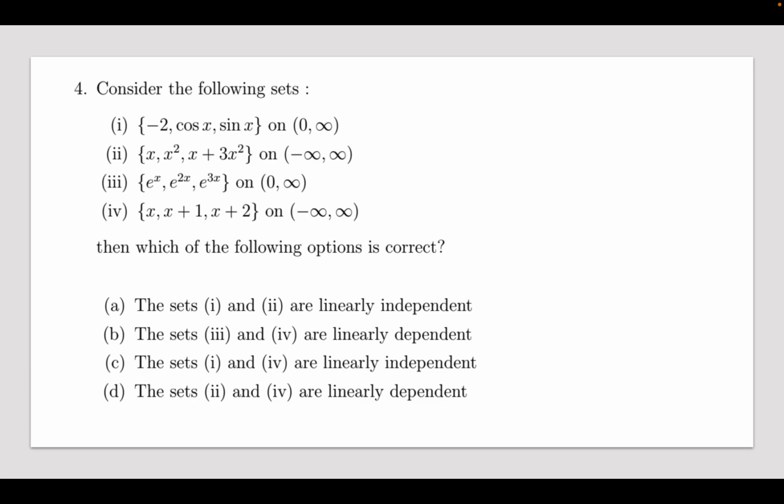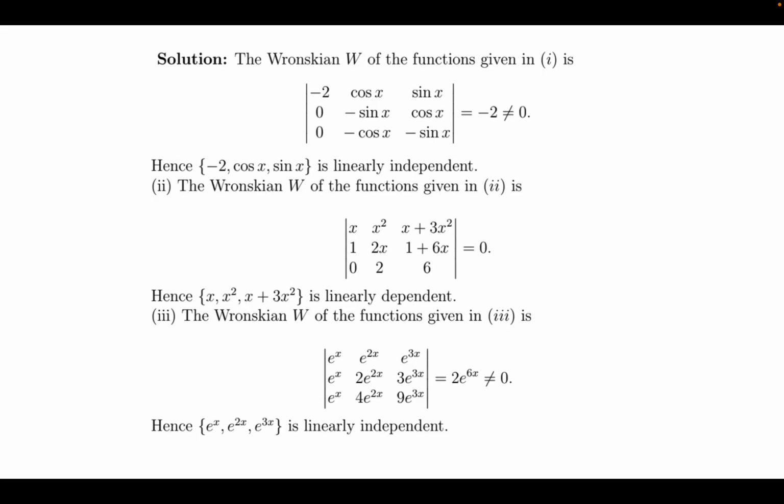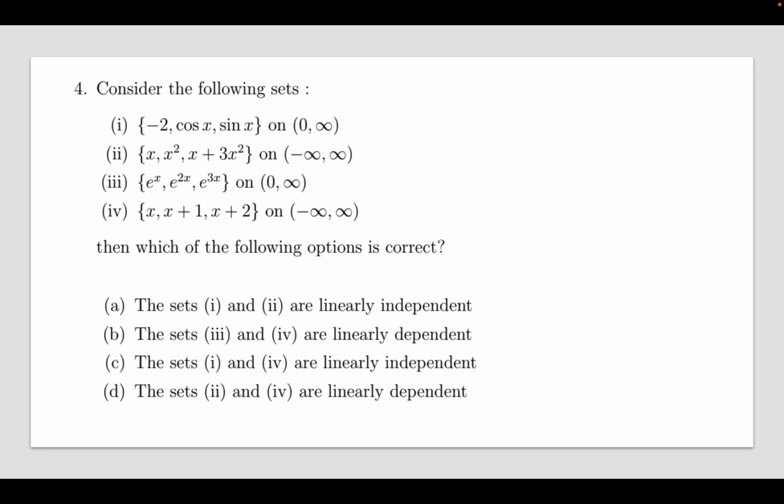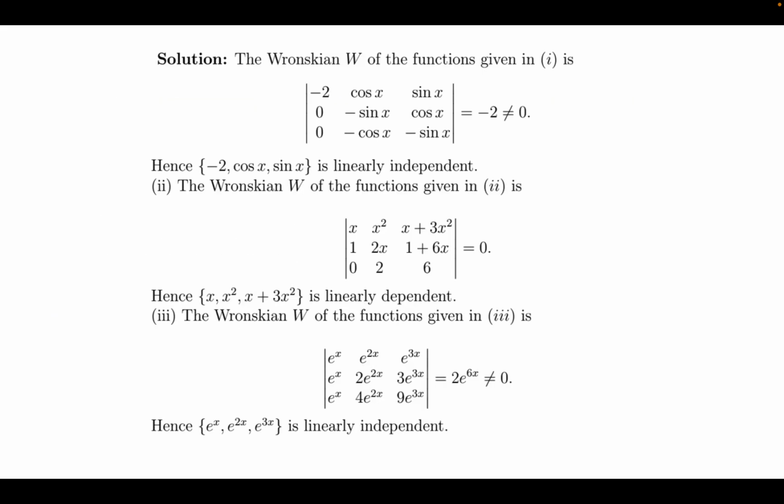Okay, so I will go to the solution of question number 4. I have taken option 1, the Wronskian of the functions minus 2, cos x, sin x. As I told you, just write the function values here: minus 2, cos x, sin x. Then in the second row, you take the derivative of the above functions. The first order derivative of the constant is 0, the derivative of cos x is minus sin x, and the derivative of sin x is cos x, right?